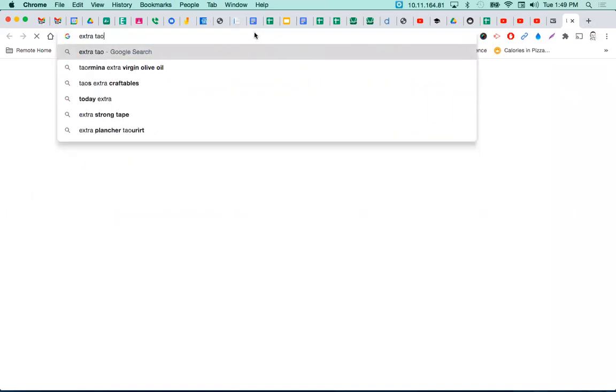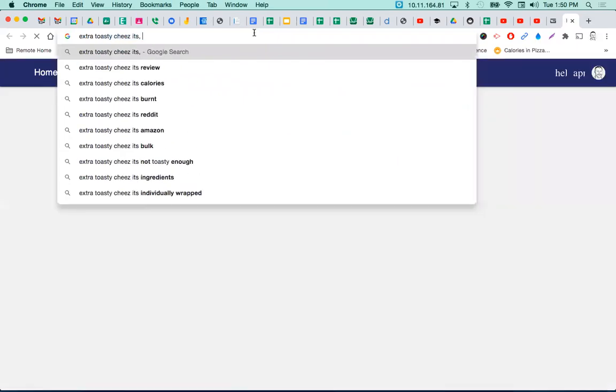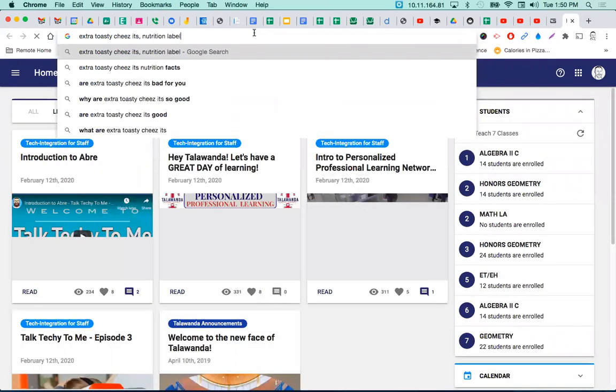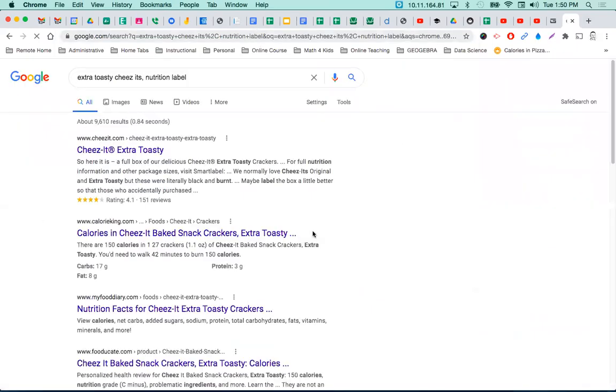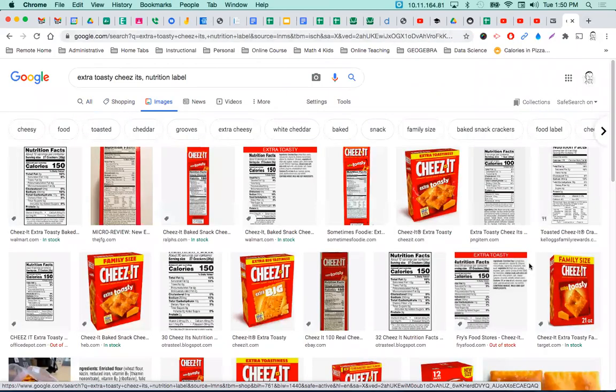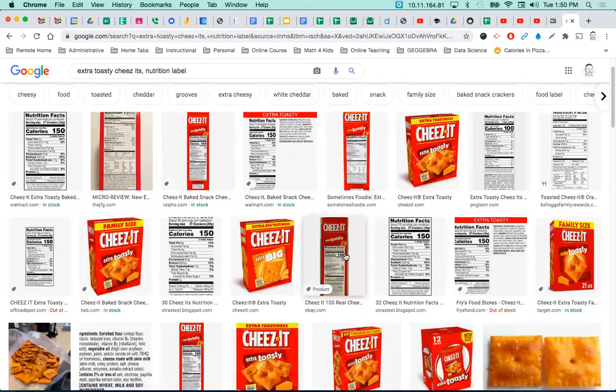Extra toasty Cheez-Its nutrition label. And when I hit enter, it's going to pull up a search. But here's what I'm going to do. Instead of All, I'm going to go to Images. And when I do that, almost all of these are the extra toasty image labels. You can use any of these.